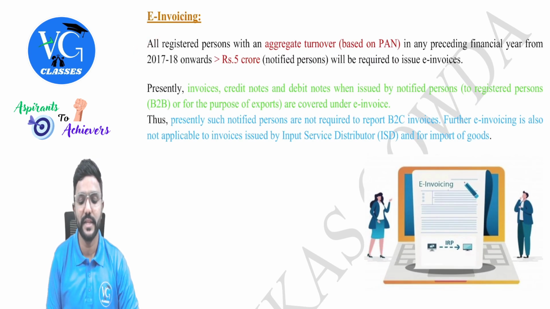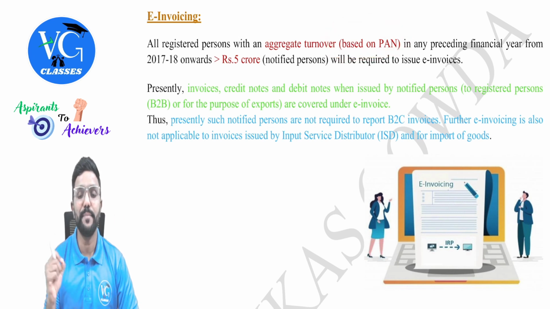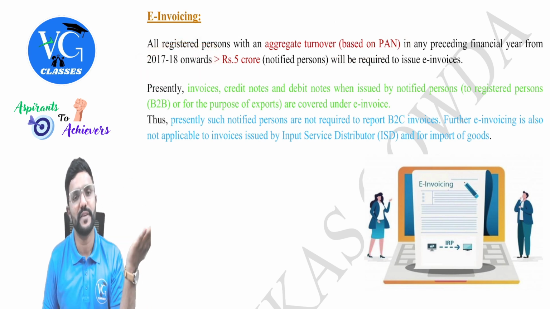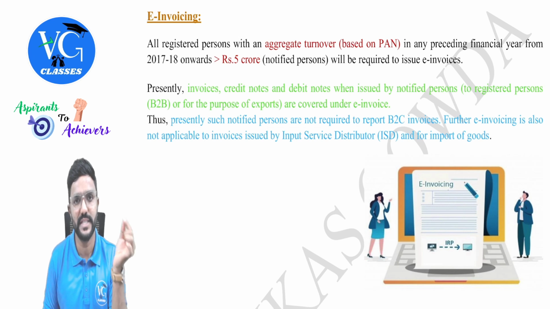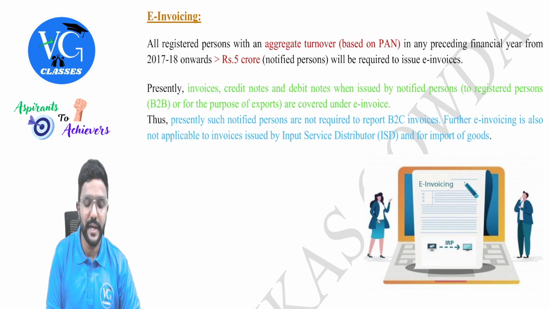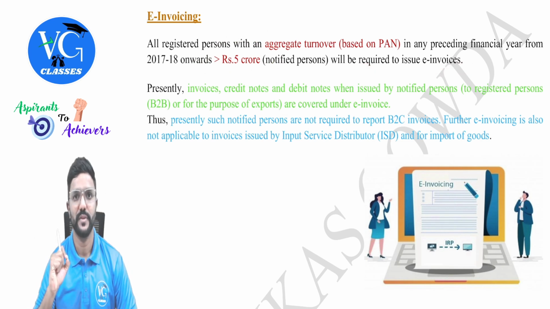Then coming to e-invoicing, that is electronic invoicing. All registered persons with an aggregate turnover based on PAN, that is on an all-India basis, in any preceding financial year from 17-18 onwards, that is the first year in which GST was introduced, in any 1 year, if the aggregate turnover is more than 5 crore, then they are supposed to issue e-invoices for B2B supplies.